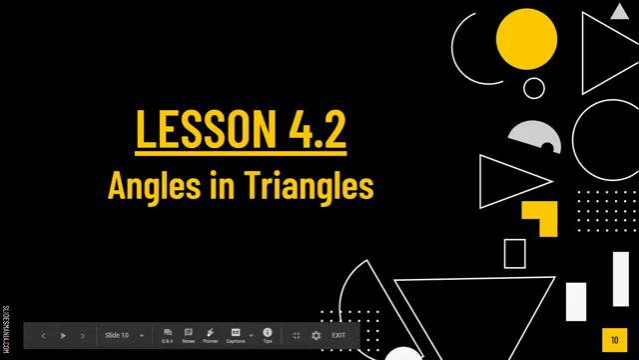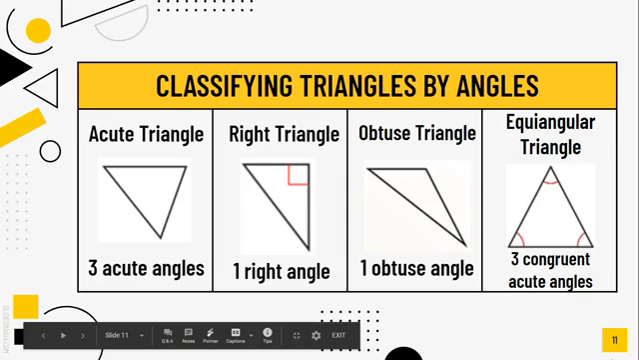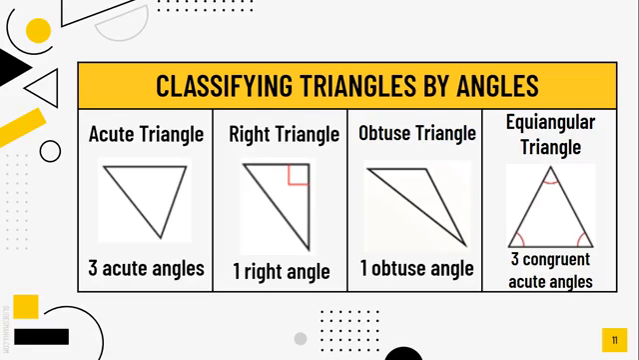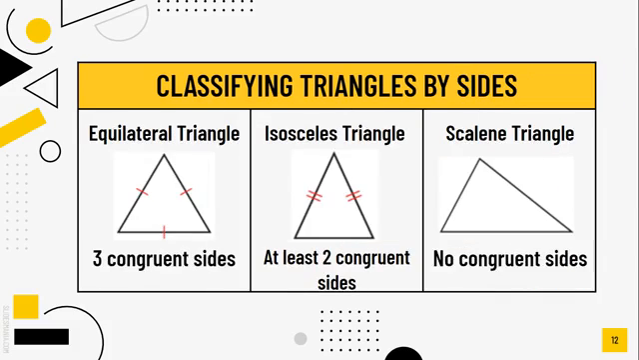Today's lesson is 4.2, angles and triangles. So in our last lesson, we talked about how we could classify triangles by their angles. Remember, it's an acute triangle if all three angles are acute. It's a right triangle if you have one right angle. It's an obtuse triangle if you have one obtuse angle. And then it's called an equiangular triangle if your triangle has three congruent acute angles.